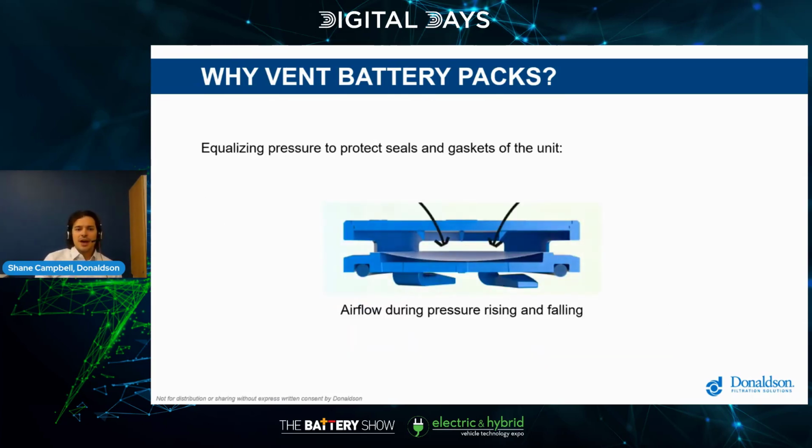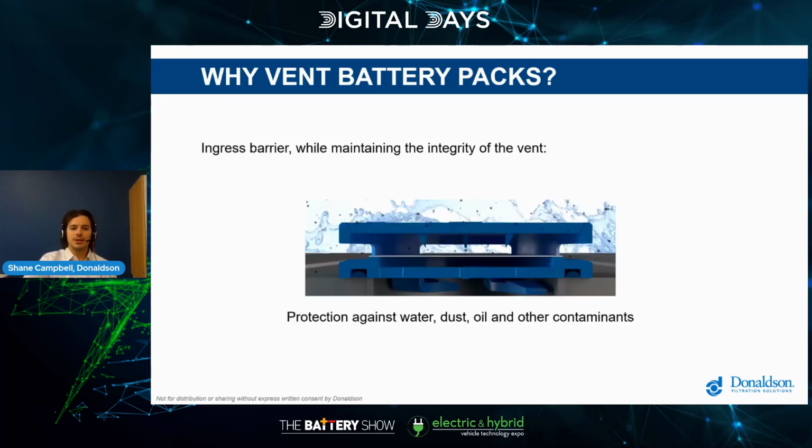Inside your battery pack, there are pressure changes, and the vent allows airflow to pass in and out of your battery pack. You can see here, if there's over-pressurization inside your pack, the vent allows airflow to go out, and if there's under-pressurization, it allows airflow to come in. Also, a battery vent is a protective barrier against outside contaminants such as water, dust, and oil.